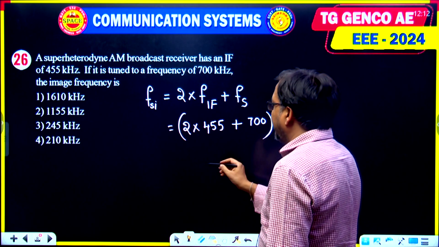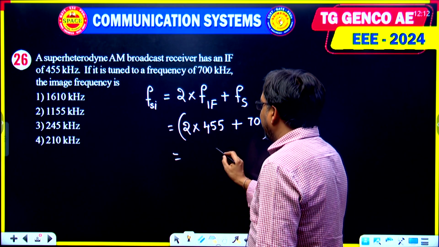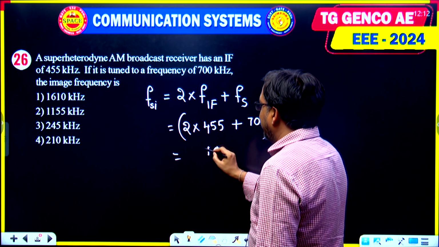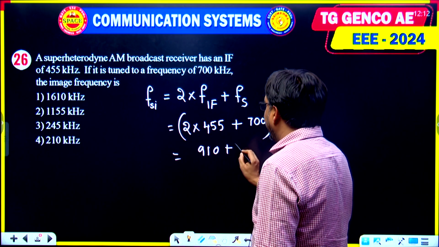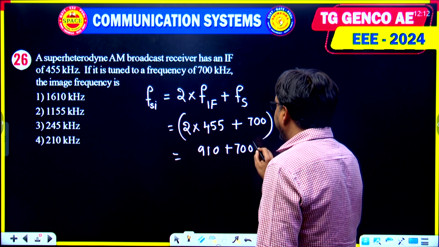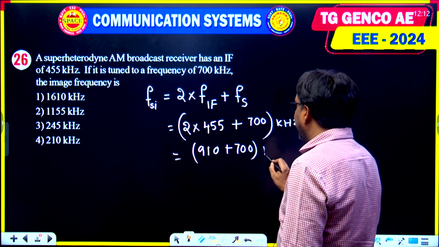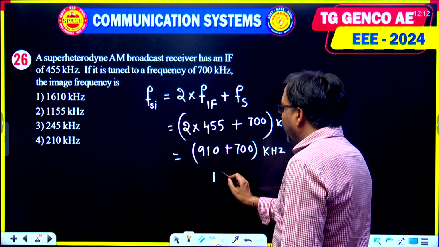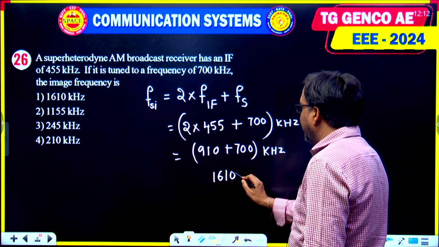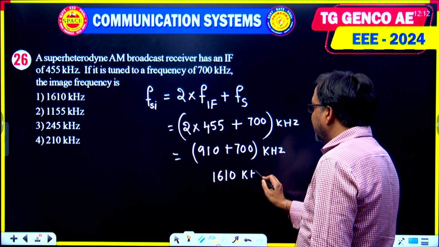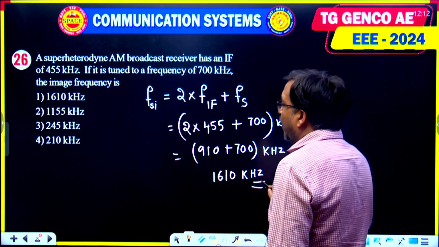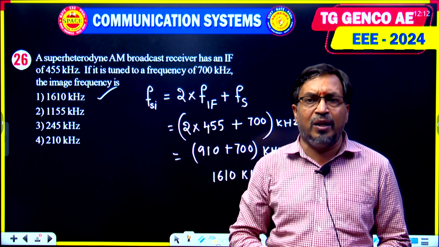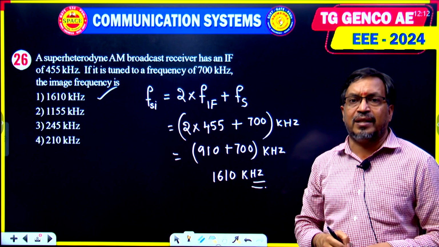And 455 into 2, that is 2 5s are 10, 2 5s are 10 plus 1 is 11, 2 4s are 8 plus 1 is 9, so 910, plus 700 kilohertz. That equals 910 plus 700, which means how much? 1610 kilohertz. This is the answer. So, option 1 is the correct answer. 1610 kilohertz is the image frequency.